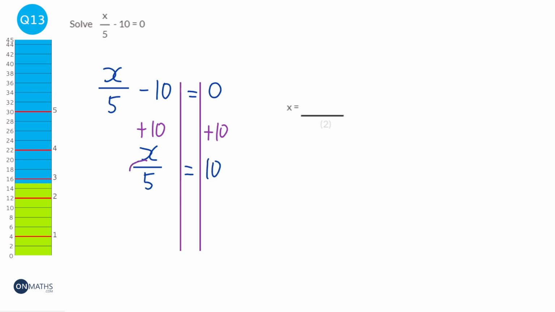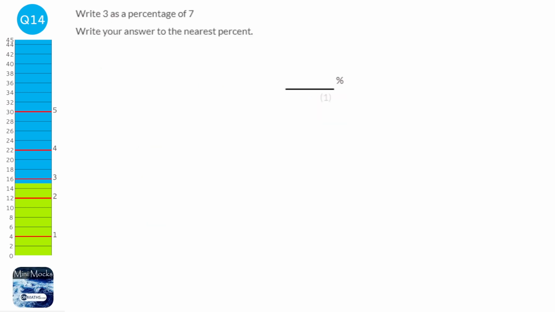So we want to get rid of this over 5, but what does over 5 mean? Well, it means divided by 5. So the opposite, the inverse of divided by 5 is times 5. So I'm going to do that to both sides. So we're left with x on the left hand side. 10 times 5 is 50. So x equals 50.